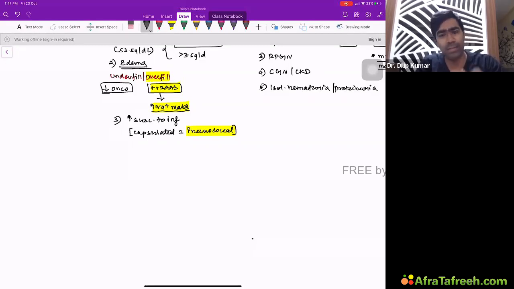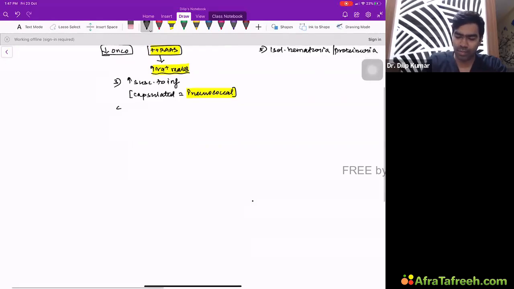More importantly here, the immunoglobulins will be lost. And that's one of the main reasons why these patients are at higher risk of developing infections. And number 4, they will go into hypercoagulable states. Hypercoagulable states. This is also very important to understand.